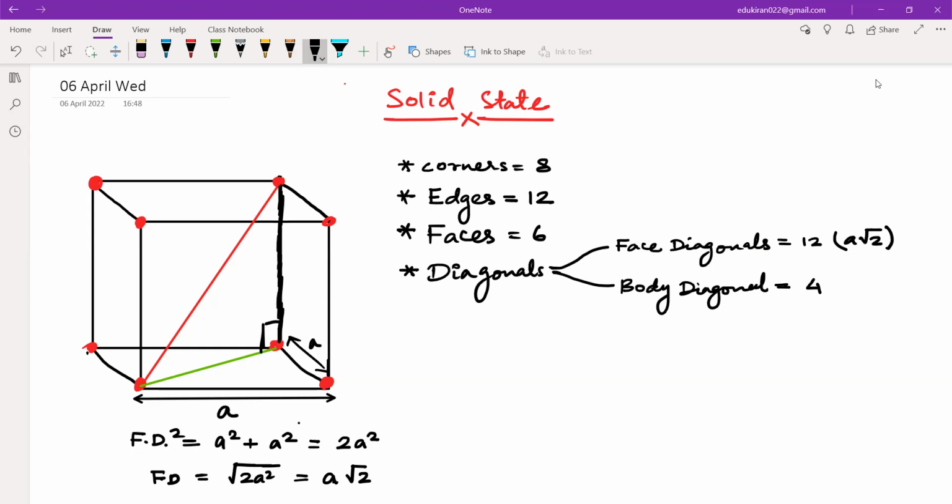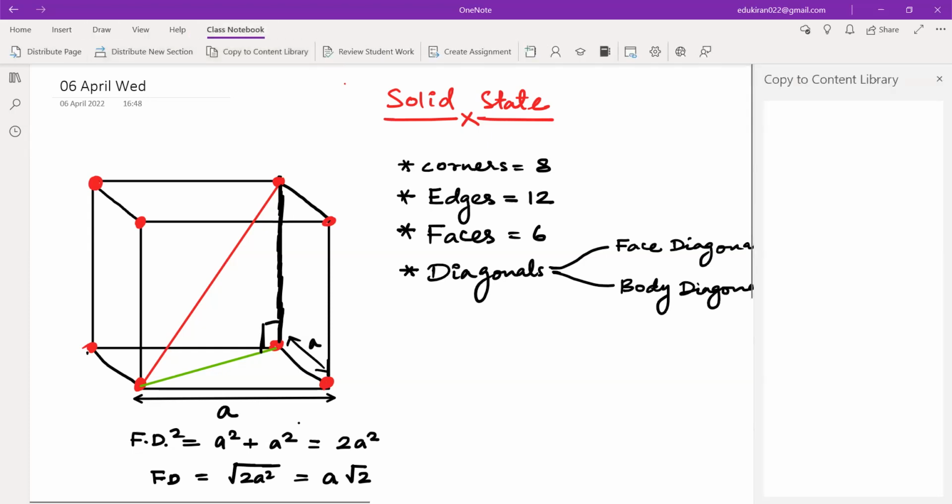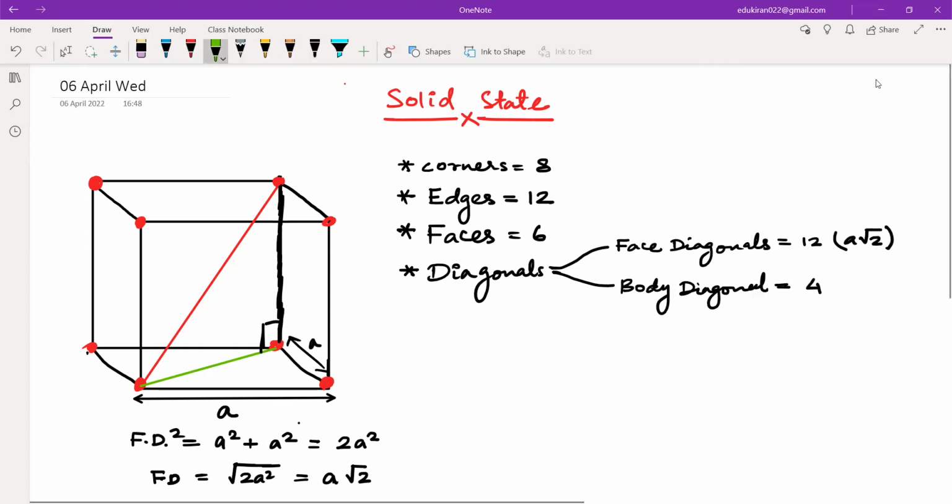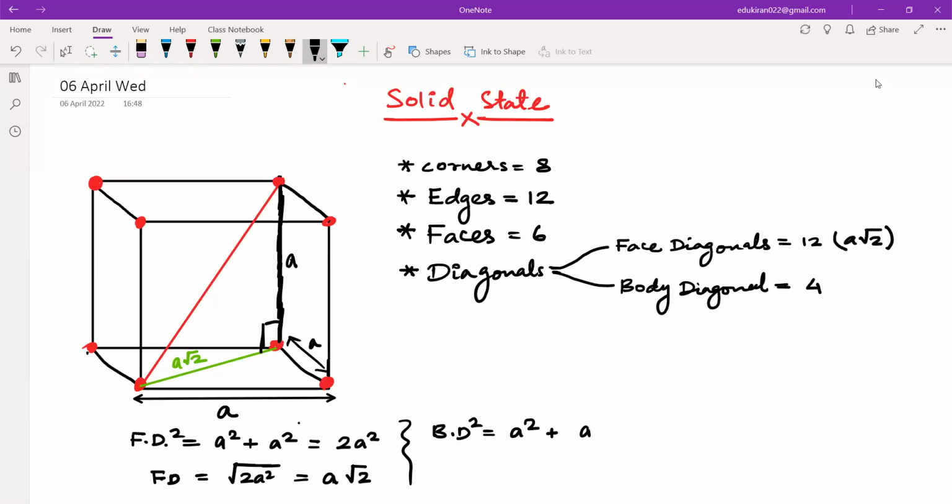And we know that this green line is A root 2. And this black line here is A. And this is our body diagonal. So we can write the body diagonal square. It will be equal to the perpendicular, that is A, the edge, plus our base, A root 2, whole square. Now this will be equal to A square plus root 2 square will be 2, and A square will be A square. This will give me 3A square, correct?